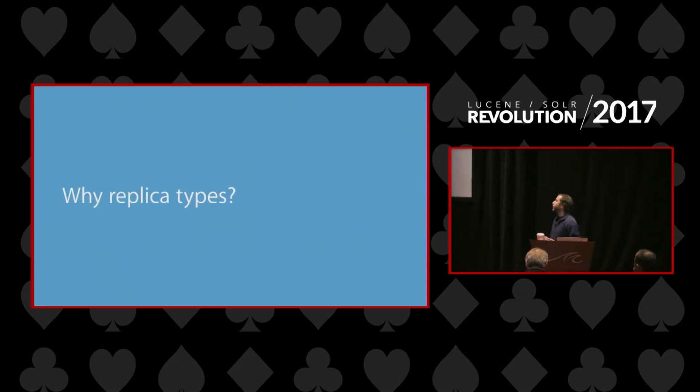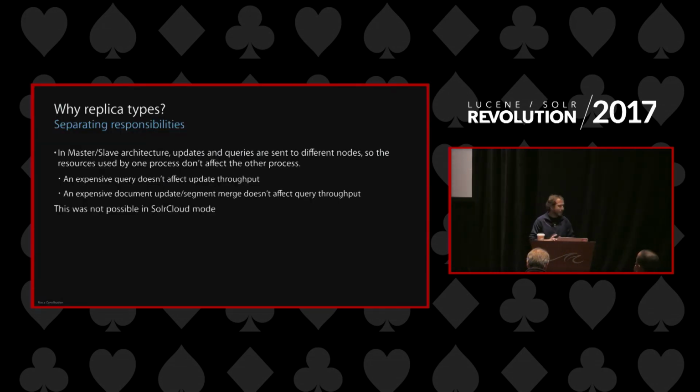So, okay, if this all works, why do we need replica types, right? So there are some features or capabilities that we lost when going from master-slave to SolrCloud. One of them is that separation of responsibilities that master-slave has, right?